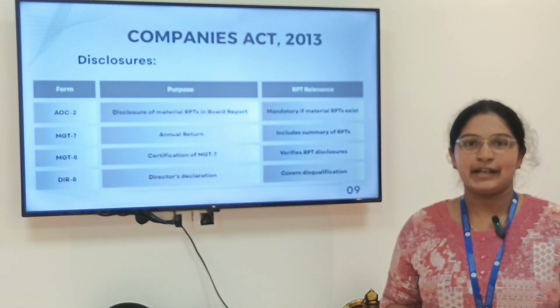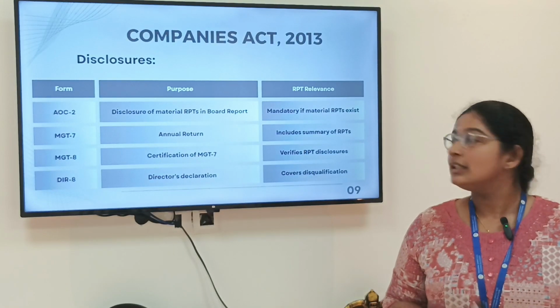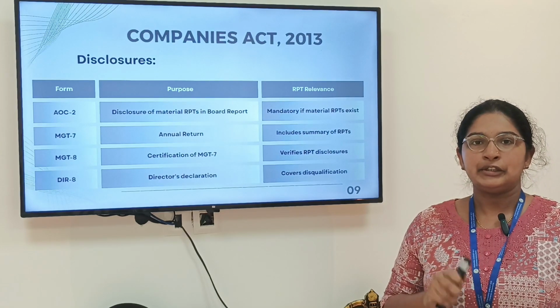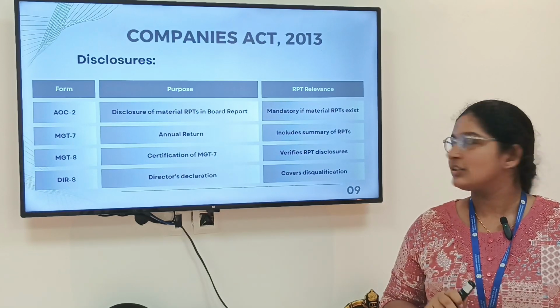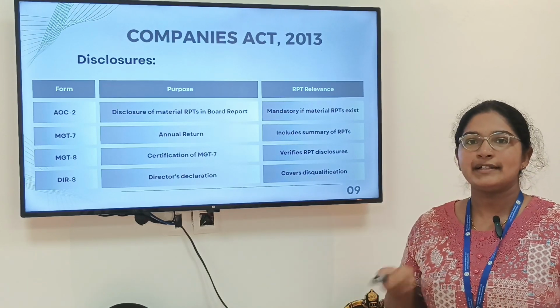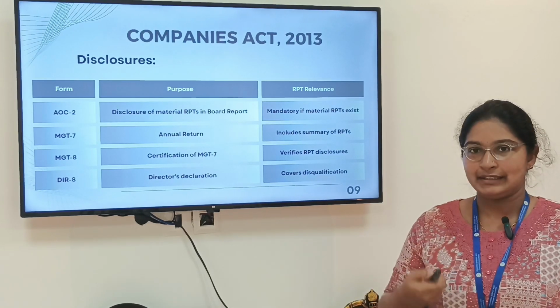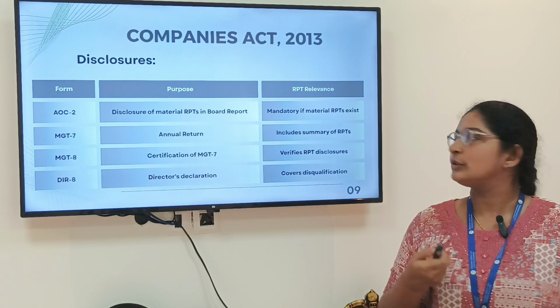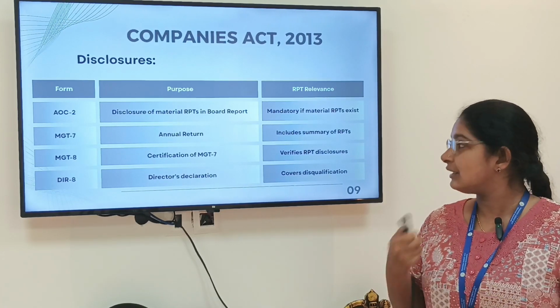Next one is MGT-7. MGT-7 is the annual return. In the annual return, we need to disclose all the related party transactions. And the next one is MGT-8, which is the CS certificate for the annual return. In that also we are required to disclose the related party transactions.